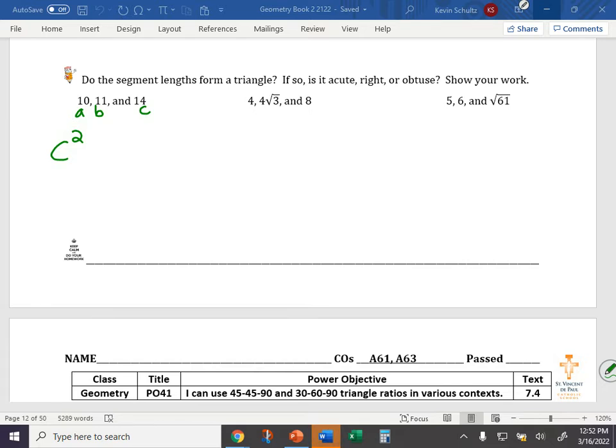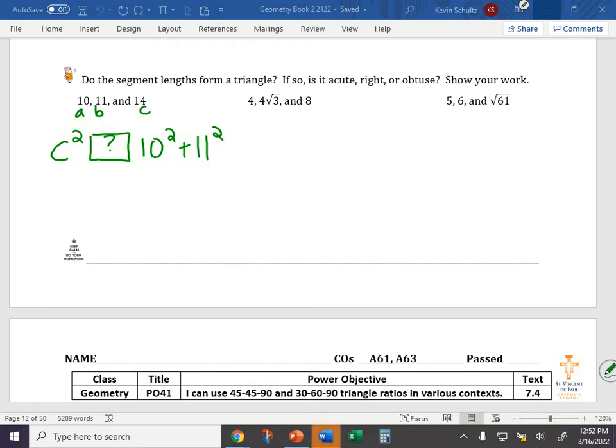Right now, we don't know. We can't put a symbol in there because we don't know what the relationship is. Is 14 squared going to be equal to 10 squared plus 11 squared? Will it be greater than, less than? We don't know. So we're kind of figuring this out here. And then on the other side of that is going to be 10 squared plus 11 squared.